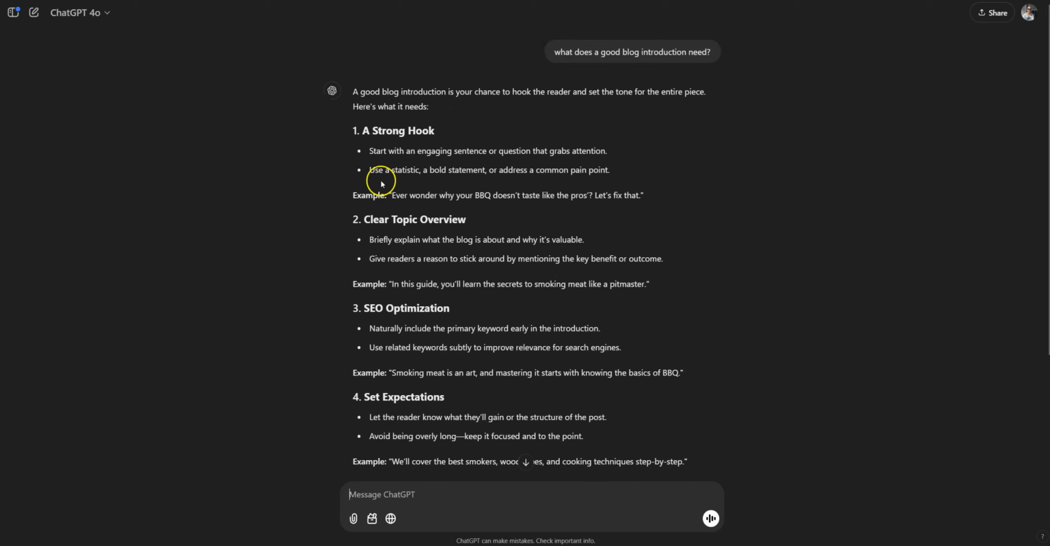It needs a strong hook. Start with an engaging sentence or question that grabs attention. Use a statistic, a bold statement, or address a common pain point. Pain points are what I generally focus on due to the fact that it's an emotional feeling. If you can address it, people are going to be more likely to click.